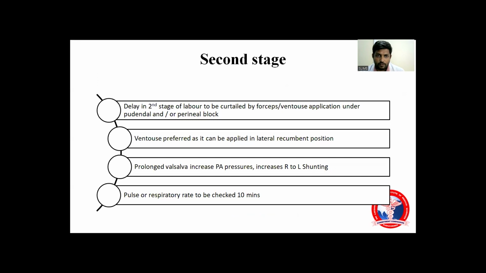So, what are the things to keep in mind in the second stage of labor? We need to cut short the second stage by either forceps or ventouse application with pudendal or perineal infiltration. Sometimes ventouse can be preferred as it is applied in lateral recumbent position. Prolonged Valsalva increases pulmonary artery pressure and increases right to left shunting. Pulse rate and respiratory rate are to be checked every 10 minutes.